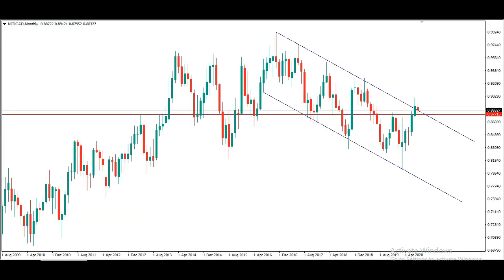Alright, so the next pair on our watch list for this coming week is NZDCAD, and this is the monthly time frame on NZDCAD.